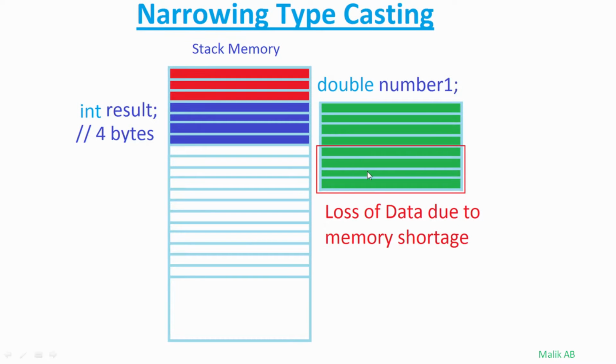This is an example of narrowing typecasting, and here you can see we have a result and it has 4 bytes, as its type is int. We are trying to save a variable of type double, and it has 8 bytes. So these 4 bytes will be saved in this memory, but these other 4 bytes, this data will be lost. That's why it does not happen implicitly, and we have to tell the compiler that we know data could be lost, but we are doing it intentionally.